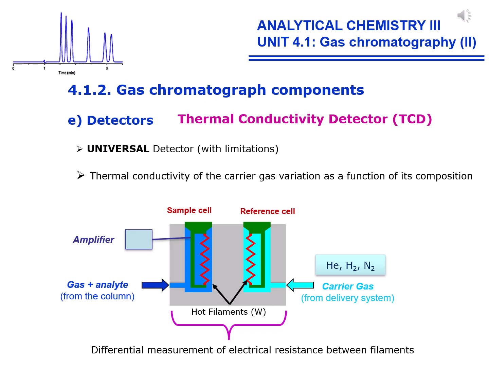The TCD consists of an electrically heated filament in a temperature-controlled cell. Under normal conditions, there is a stable heat flow from the filament to the detector body. When an analyte elutes and the thermal conductivity of the column effluent is reduced, the filament heats up and changes resistance. This resistance change produces an electrical signal, which is conveniently amplified and recorded.